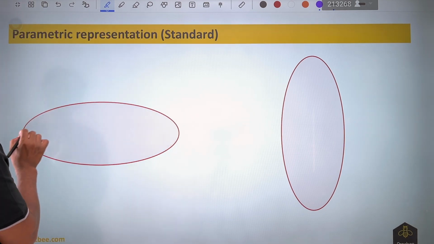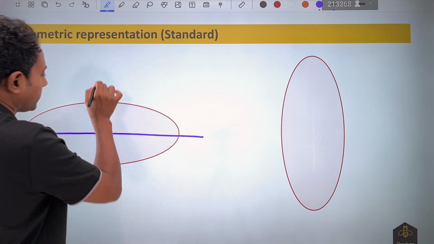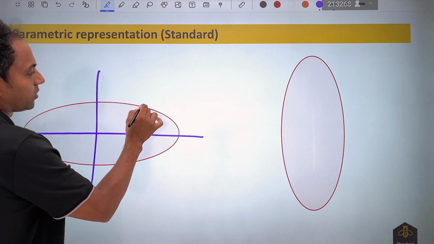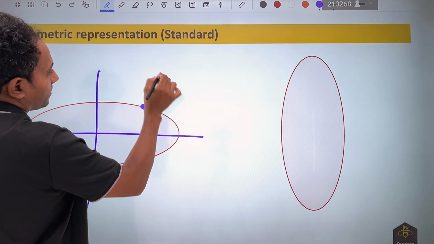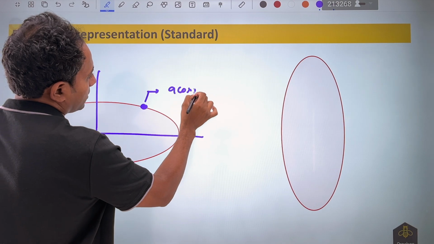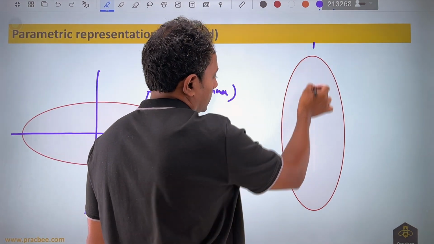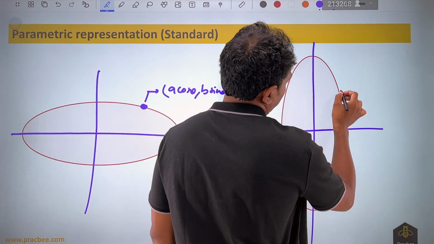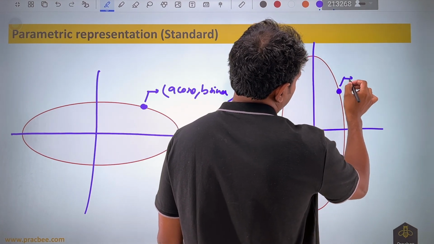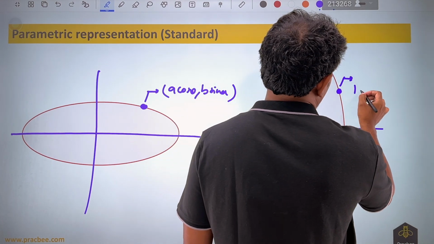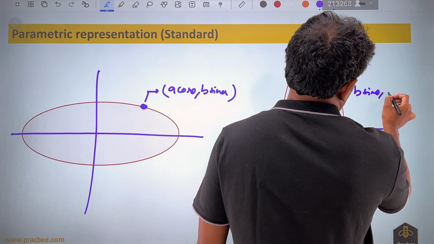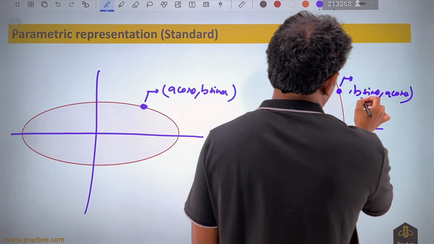So now if I apply this idea here, you can see that in this standard case, the parametric coordinate of a point can be written as nothing but a cos theta, b sin theta. But in this case, when we have taken the second, you can see that x and y coordinates will interchange. So this will become b sin theta, a cos theta. This is what we are getting.